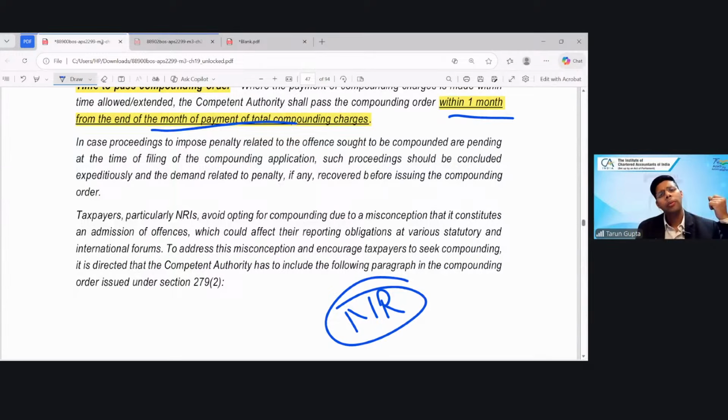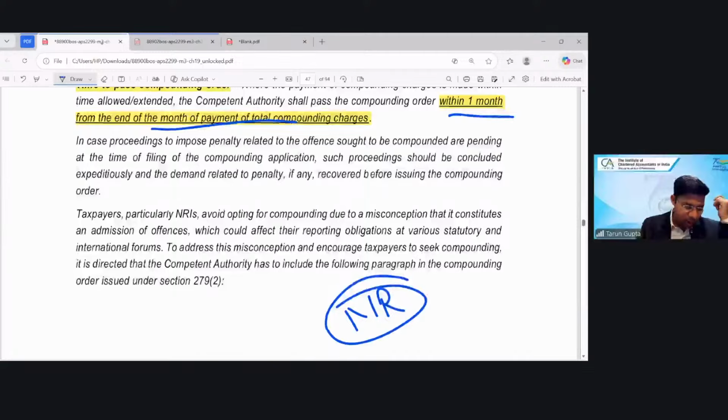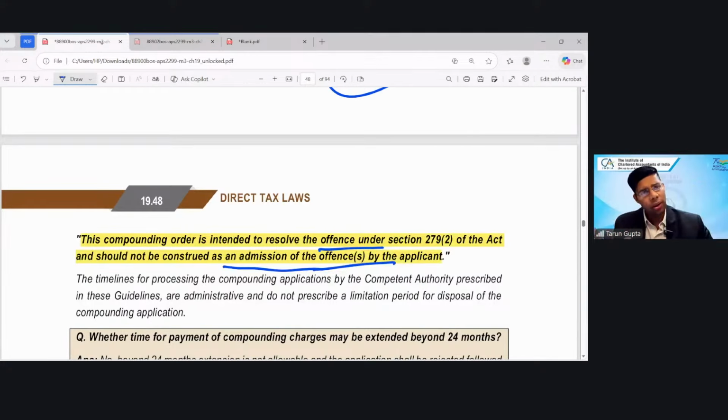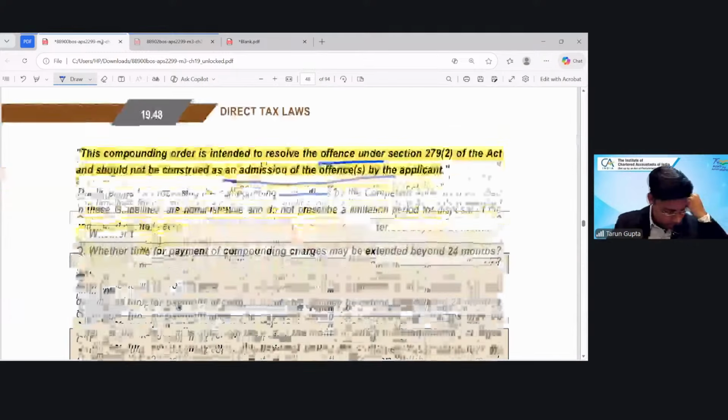But the government wants more and more people to compound their offense. They don't want to just crowd their jails. They want money instead of that. And therefore, to encourage them to compound the offense, every compounding order shall state that this compounding order is intended to resolve the offense under section 279 and should not be construed as an admission of an offense. So this is to give relief to such an NR or foreign company that it's not an admission of an offense by you. It's only a settlement between you and the Indian government.